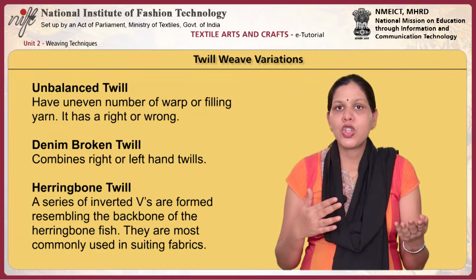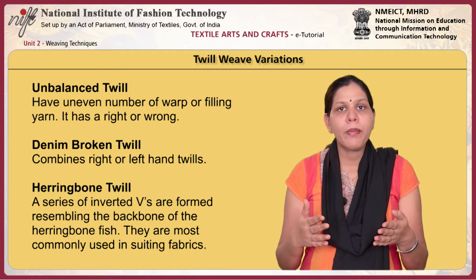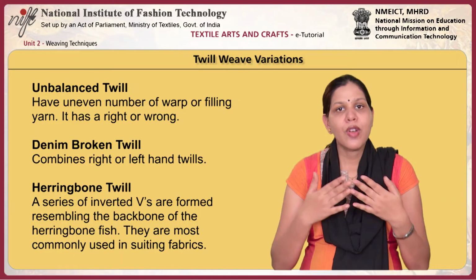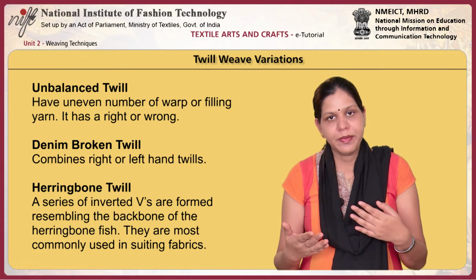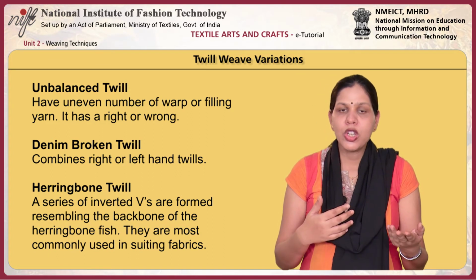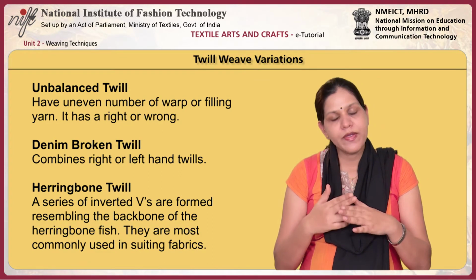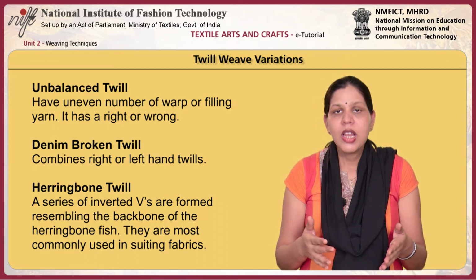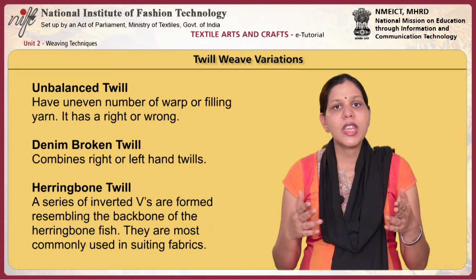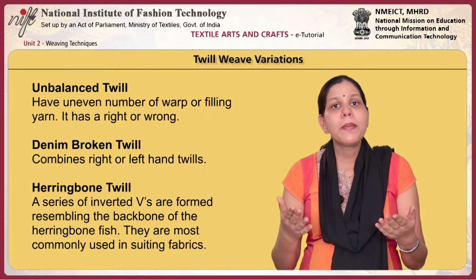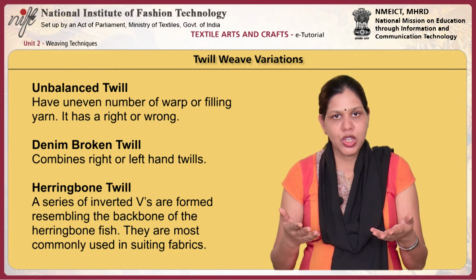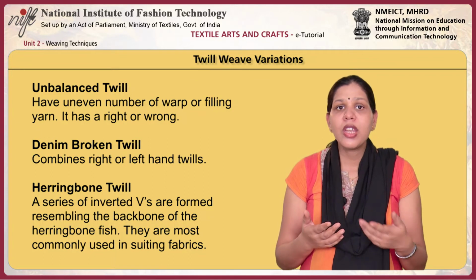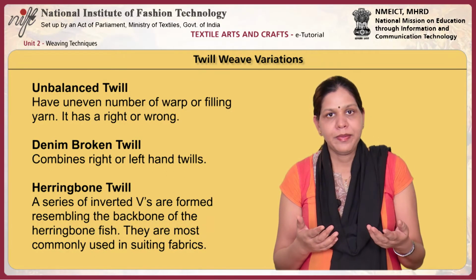The unbalanced twill has an uneven number of warp or filling yarn. It has a right or wrong side. The denim broken twill combines right or left hand twills. In the herringbone twill, a series of inverted V's are formed resembling the backbone of the herringbone fish. These are commonly used in suiting fabrics.